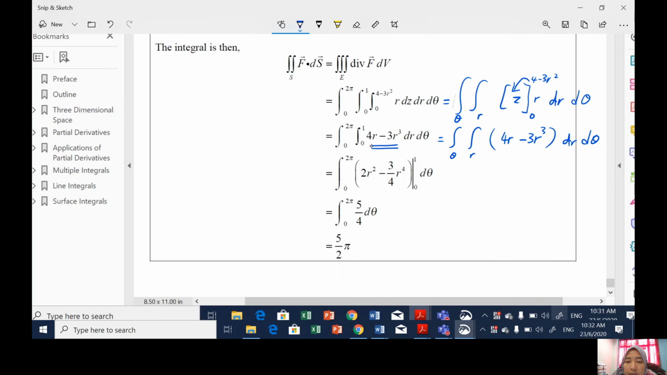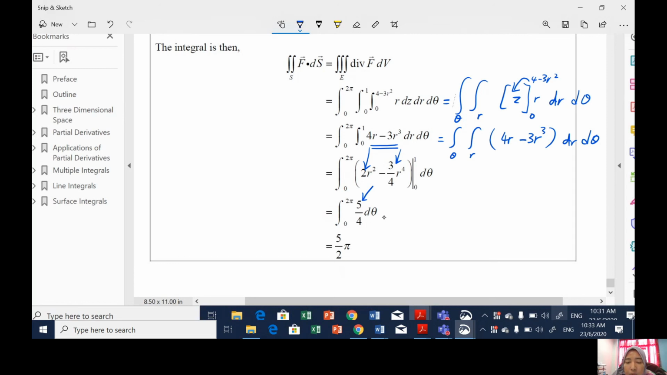To proceed, another direct integration. Here will be 4r squared over 2, which simplifies with 4 to 2r squared. Then 3r to the power 4 over 4. Then substitute r when it is 1 and 0. We just need to substitute when r is 1, since there is no use for 0. So we have 2 minus 3 over 4, which gives the constant 5 over 4. Then we proceed at this stage.